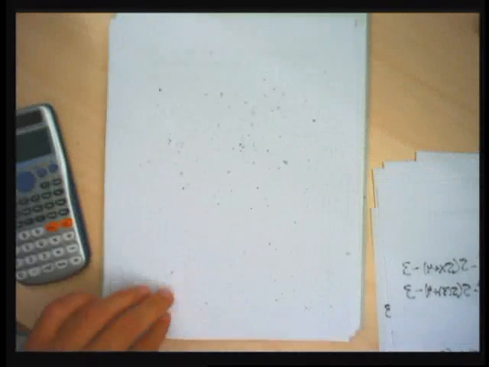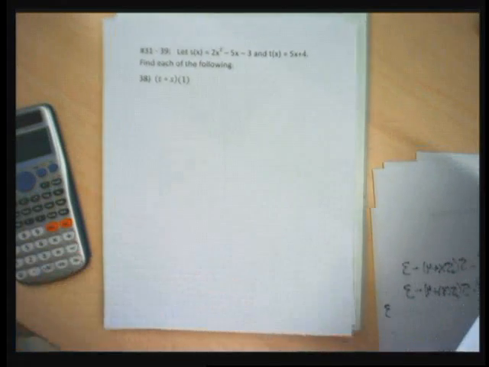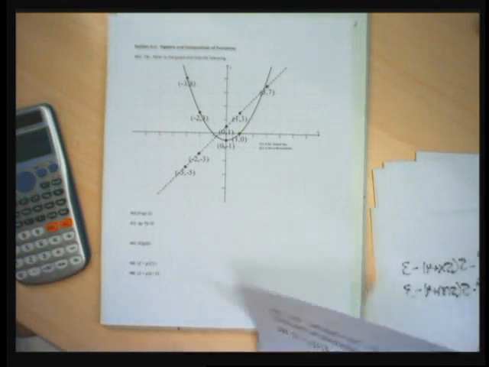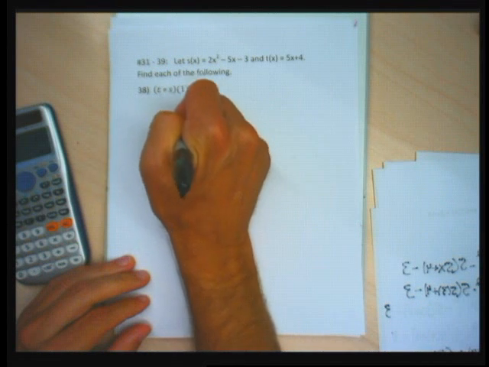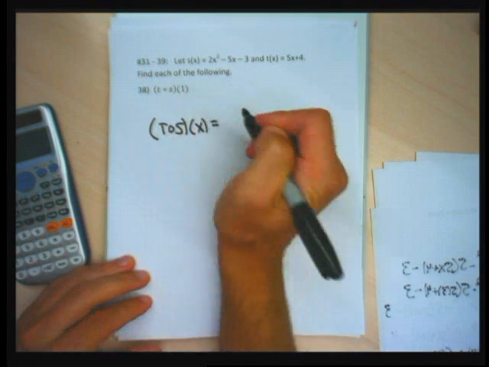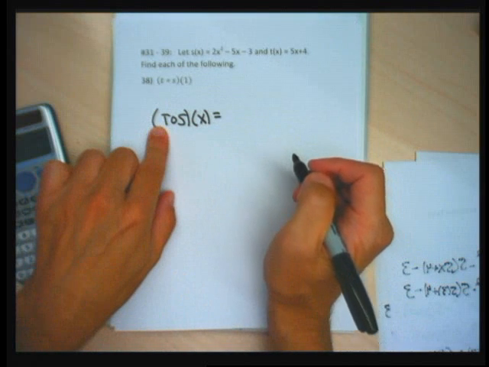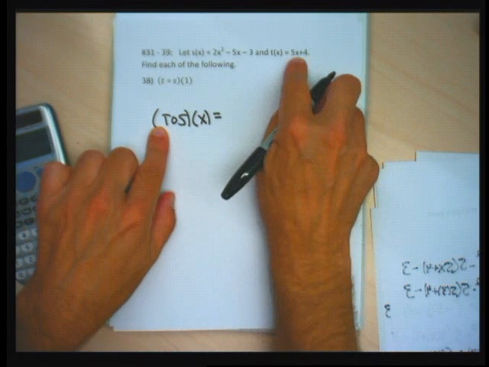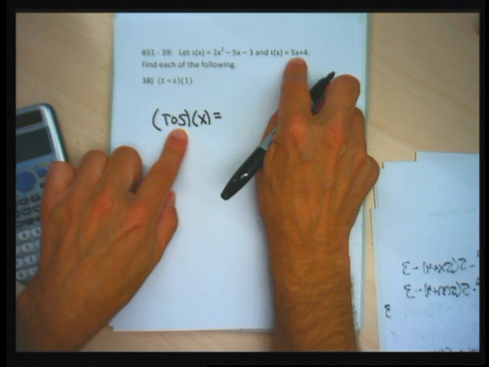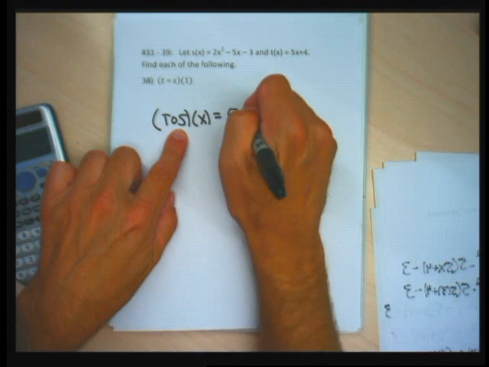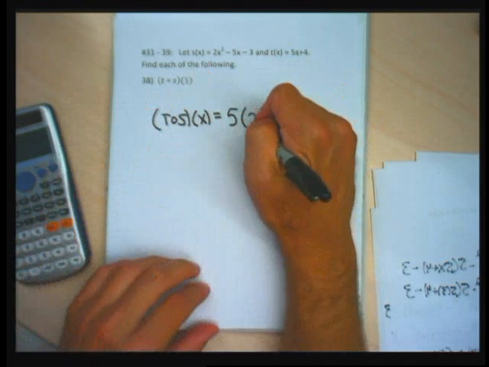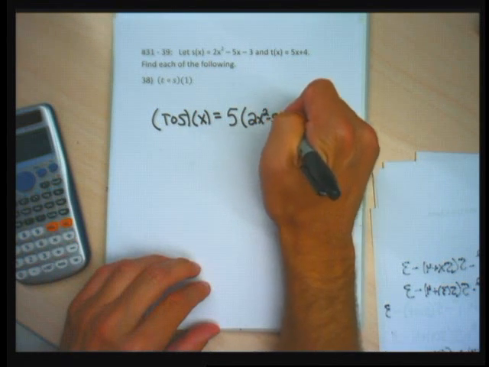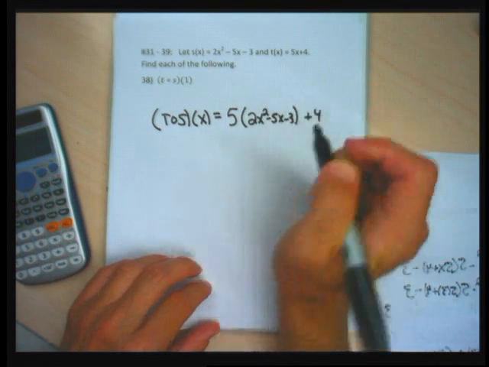Last problem. T composed with s, and we're skipping 40 through 48, so we won't worry about those a bit. So to do t composed with s of anything, I need to know where to stick my x. So I'm going to do t composed with s of x. The t is written first. I'm going to write the t function, but I'm going to change its x to the s function. So this is going to be 5 times, and then I'm changing the x to the 2x squared minus 5x minus 3. I'm leaving myself that plus 4.